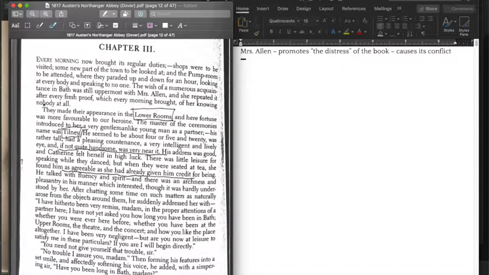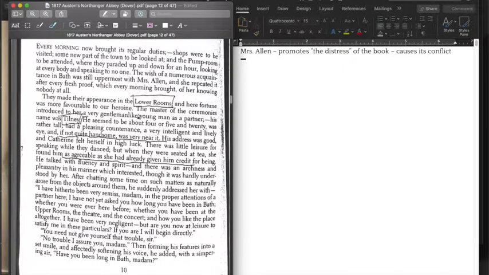And she repeated it. She keeps talking about how she wants friends after every fresh proof, which every morning brought of her knowing nobody at all. So every time she's reminded how she doesn't know anyone, she repeats, I really want to meet friends. They made their appearance in the lower rooms, and here fortune was more favorable to our heroine. Remember, every time she calls her our heroine, she's kind of making fun of her because she's not much of a heroine.